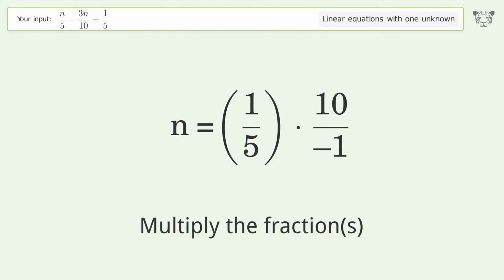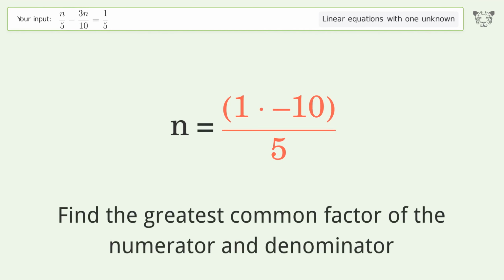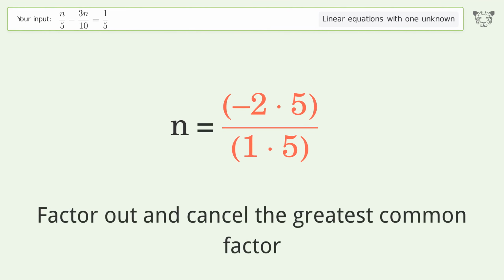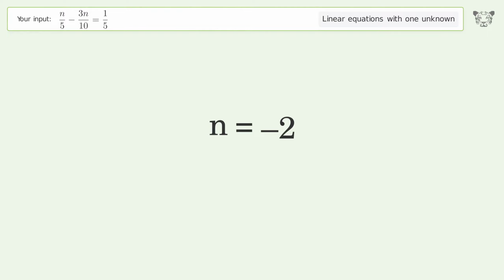Multiply the fractions. Find the greatest common factor of the numerator and denominator. Factor out and cancel the greatest common factor. And so the final result is n equals -2.